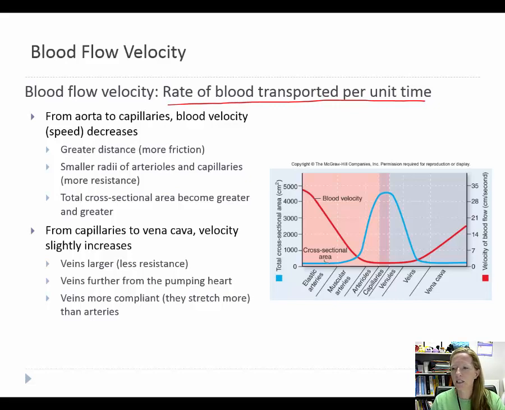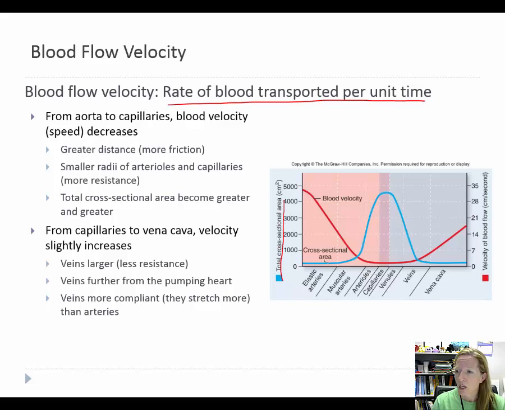And this doesn't have anything to do with pressure. Remember, pressure has to do with the force of blood up against a structure. This is looking at the speed that the blood is going through the vasculature. So this actually is going to have to do with the cross-sectional area.